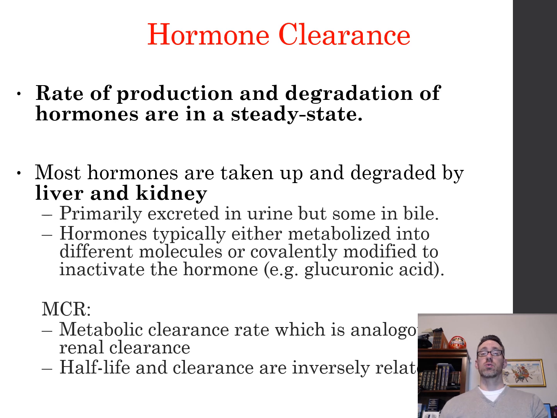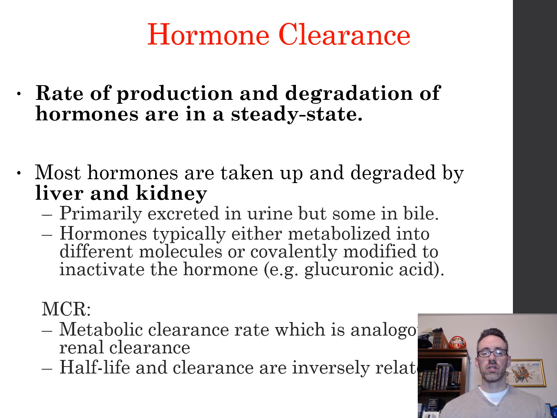As long as we're in an equilibrium, or what we call a steady state, where we're producing and breaking down hormone at an equal rate, we reach a steady state between production and breakdown. Most hormones are taken up and degraded by the liver and the kidney, our two primary organs. Primarily it's excreted in the urine, but sometimes also in the bile, which enters the digestive tract and is then excreted as feces.